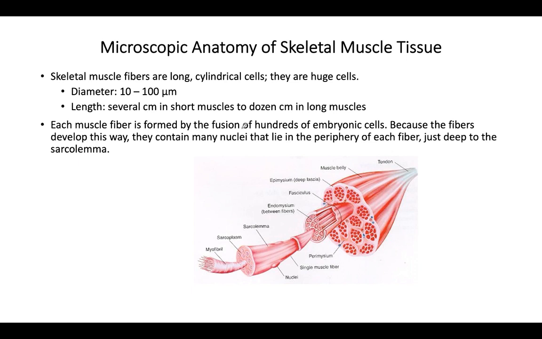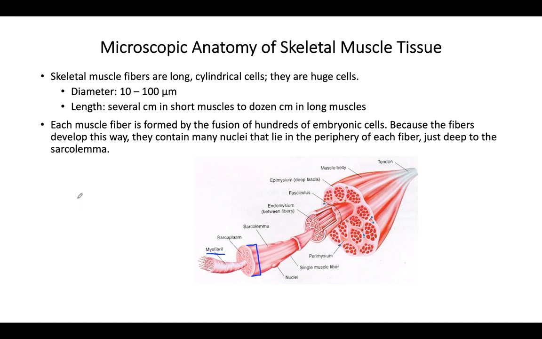Each muscle fiber is formed by the fusion of hundreds of embryonic cells. I mentioned this. Because of that, the fiber developed this way. They contain many nuclei that lie in the periphery of each fiber, just deep to the sarcolemma. So this is a muscle fiber. This is one muscle cell. Inside the muscle cell, you can see some stick-like structures. These are called myofibrils.